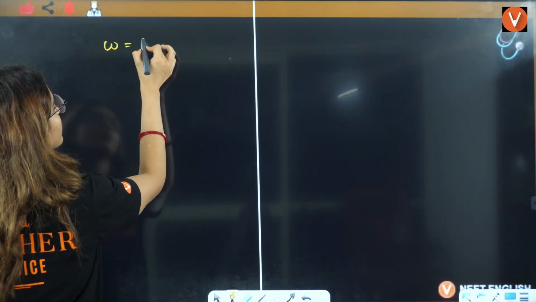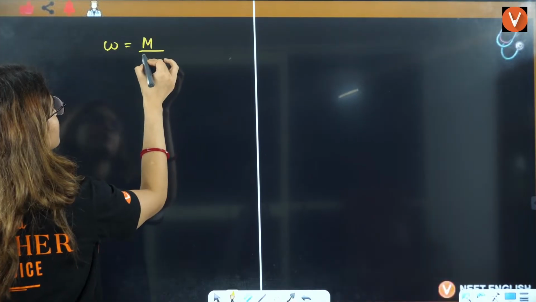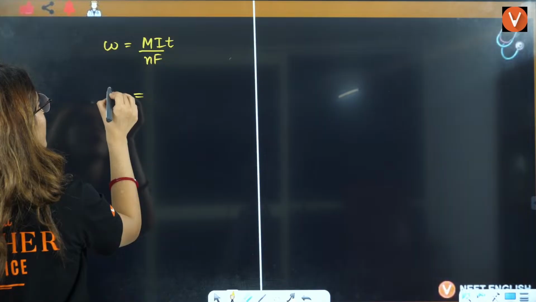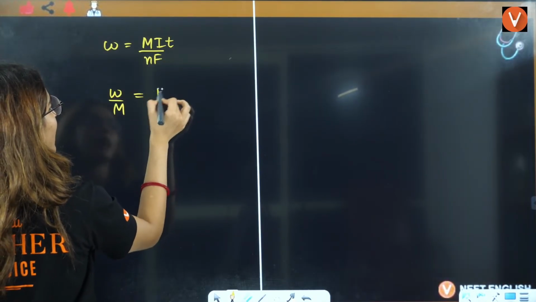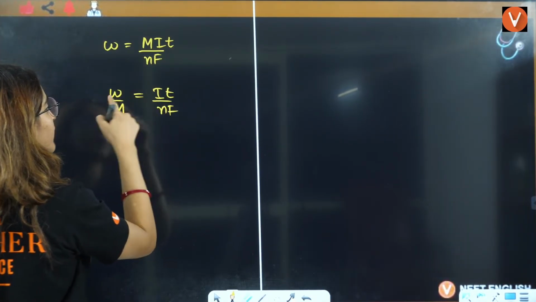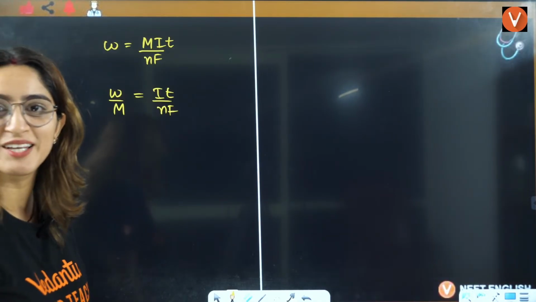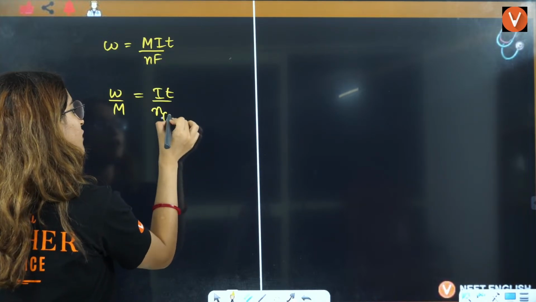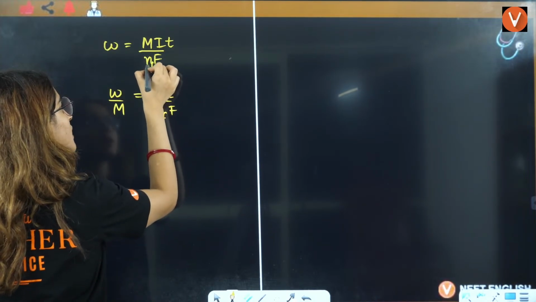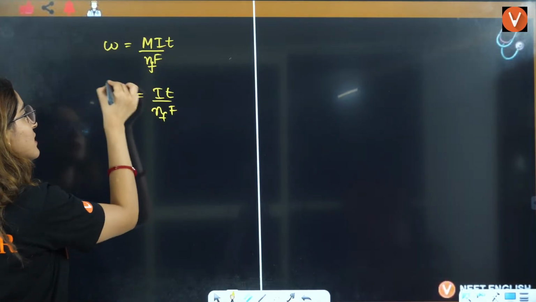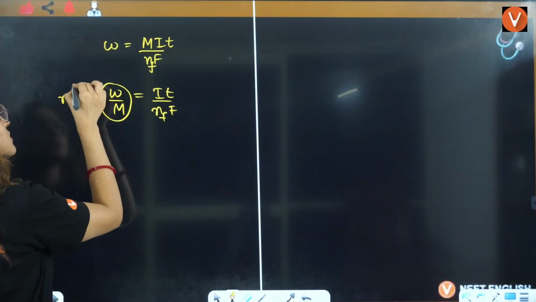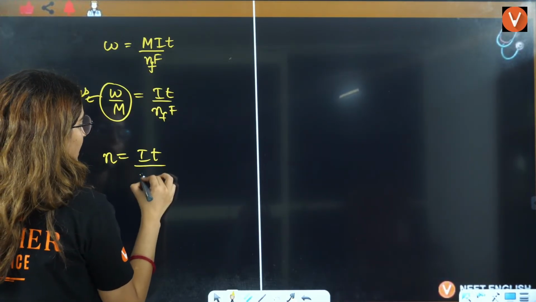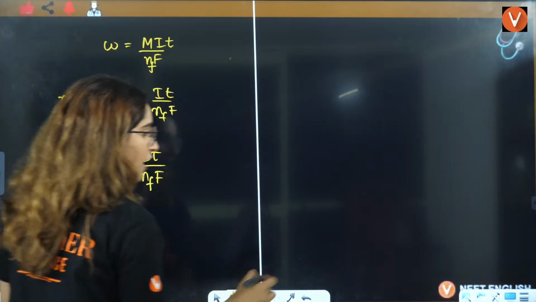Weight is equals to molar mass by N factor, Faraday, current, It. So this will be weight by molar mass equals It by nF. Can you see, weight by molar mass is nothing but the number of moles. This is N factor, valency factor, and this is F. This is number of moles. So I'll just write n is equals to It by nF.